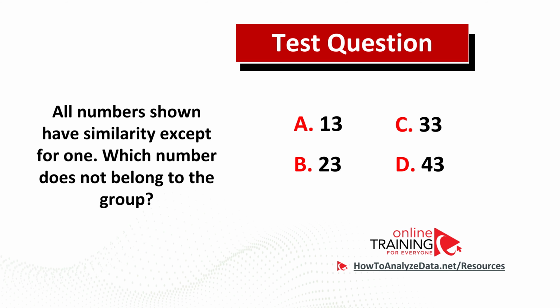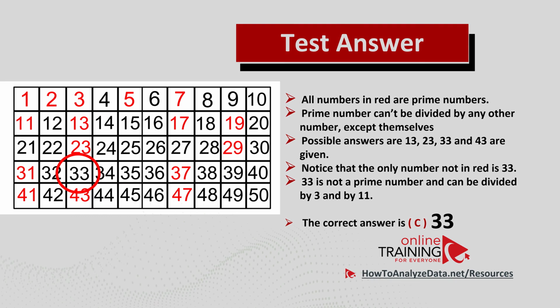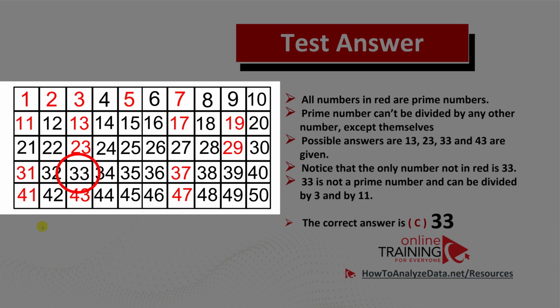Did you come up with the answer? Let's continue to see how we can solve this challenge together. The solution lies in understanding a very simple math concept, the concept of prime numbers. You see on the left the grid of numbers from 1 to 50. And all the numbers that are considered prime numbers are highlighted in red. What is a prime number? A prime number is a number that you can only divide by itself. You cannot divide it by any other number.